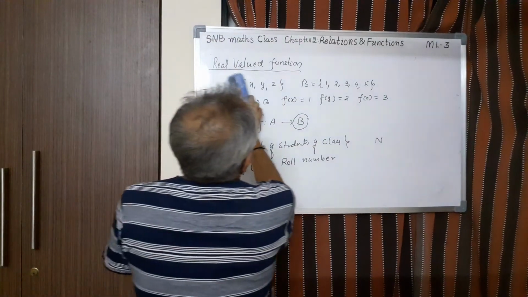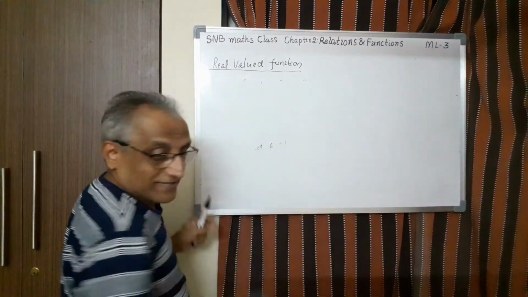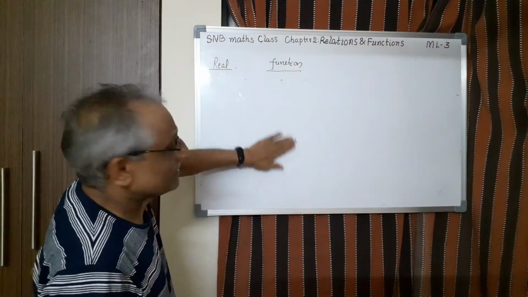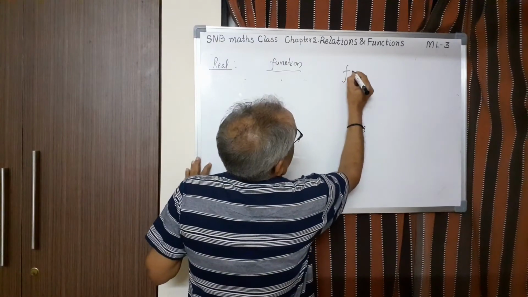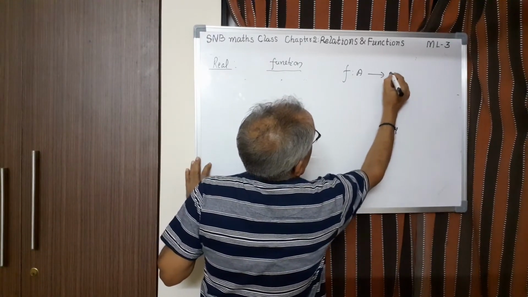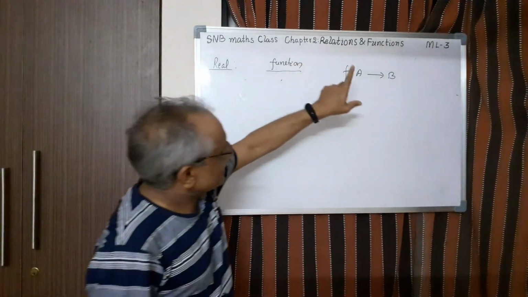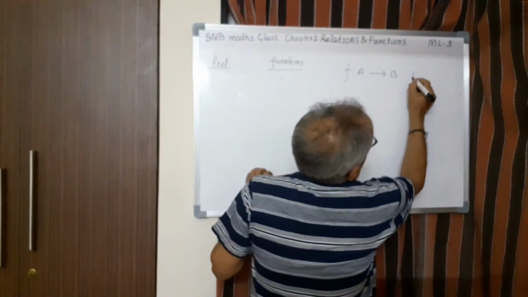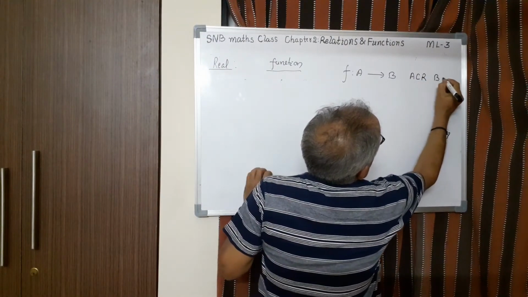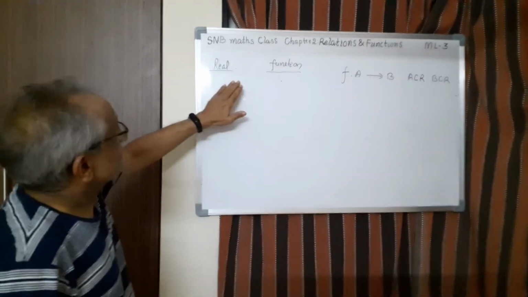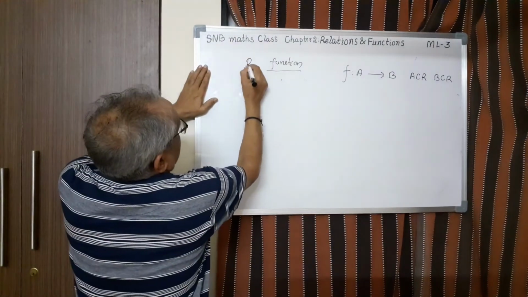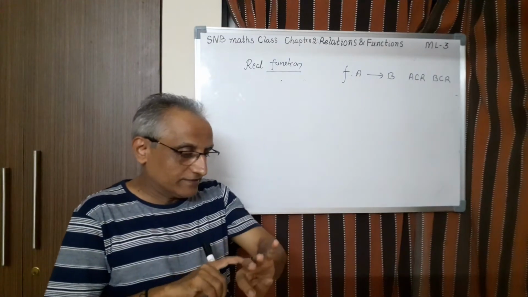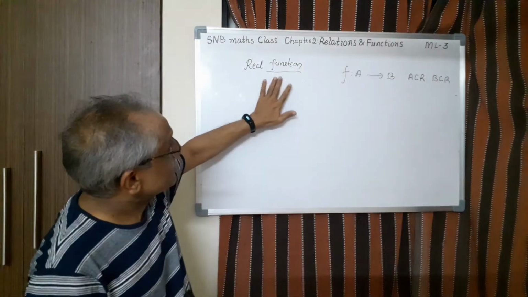There is one more concept which is called real function. What do you mean by real function? So not real valued, but real function. Real function means, suppose you have a function from A to B, where A is a subset of R and B is also a subset of R. That is called real function. So this is the difference between real valued function and real function. These are the two important concepts.